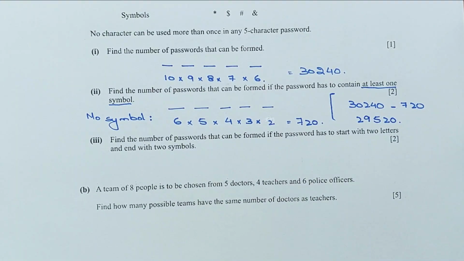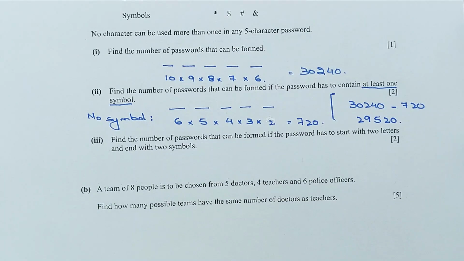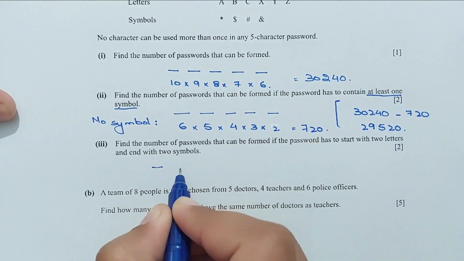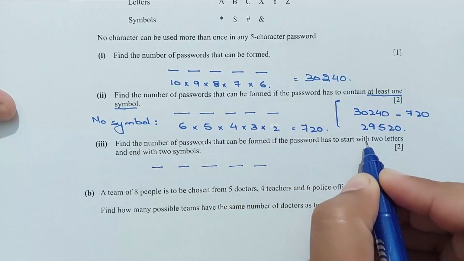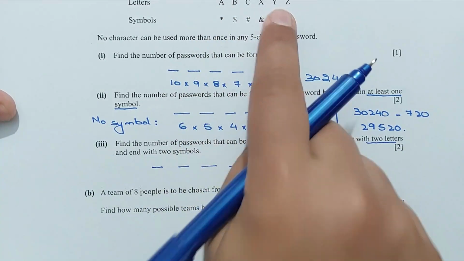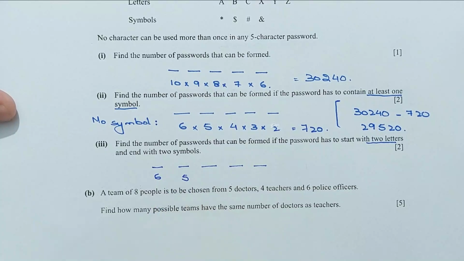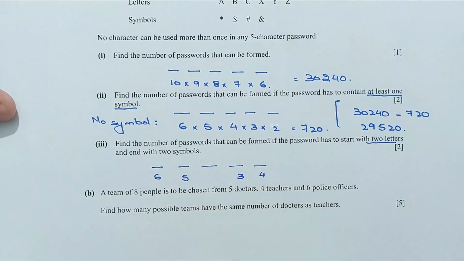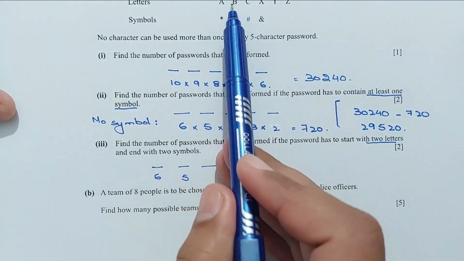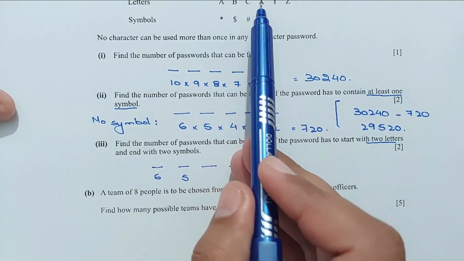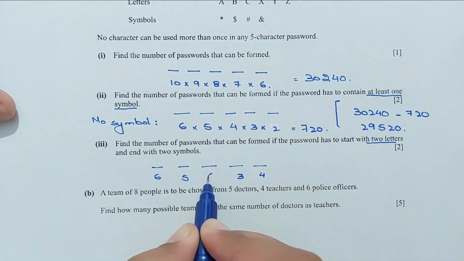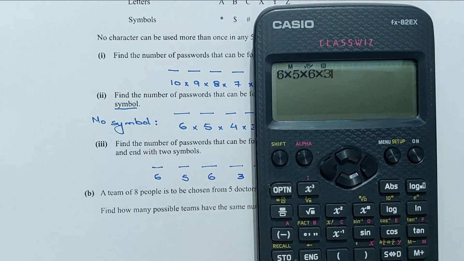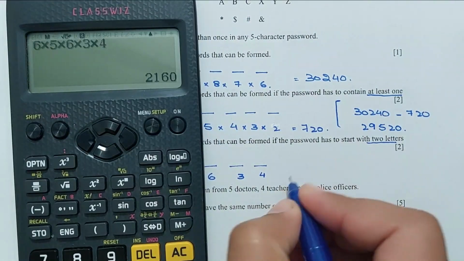Now for part 3, find the number of passwords that can be formed if the password has to start with 2 letters and end with 2 symbols. It's a 5-character password. It should start with 2 letters, so we have 6 and 5. And it should end with 2 symbols. Symbols are 4, so 4 and 3. Now for the middle one, I have used A and B, and I used star and hash, so 6 options are left for the middle one. Now let me calculate 6, 5, 6, 3, and 4. So this is 2160.